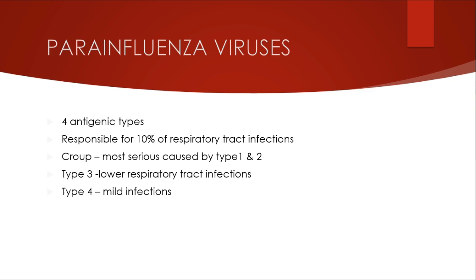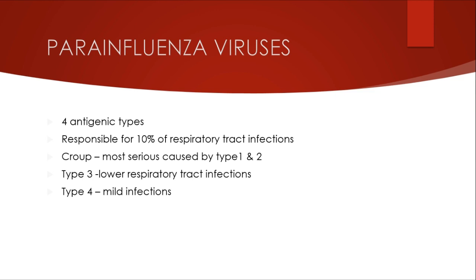The Sendai virus is different from other parainfluenza viruses in many aspects. For example, it can grow readily in eggs, which means embryonic eggs, especially in the allantoic cavity fluid. So it has some slight variations from other parainfluenza type 1 viruses.